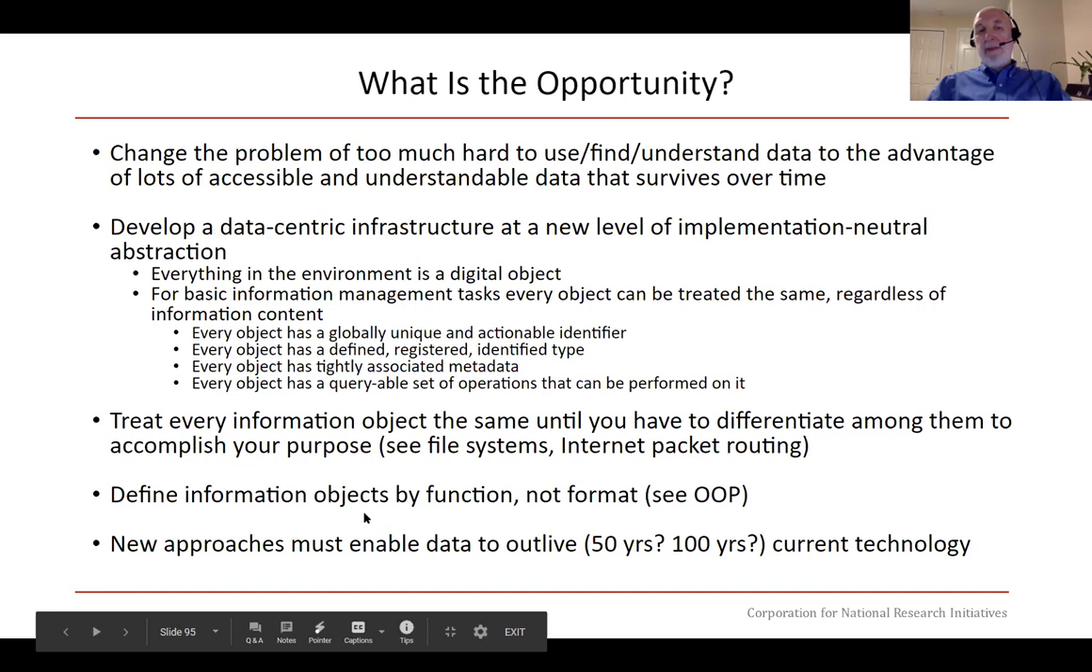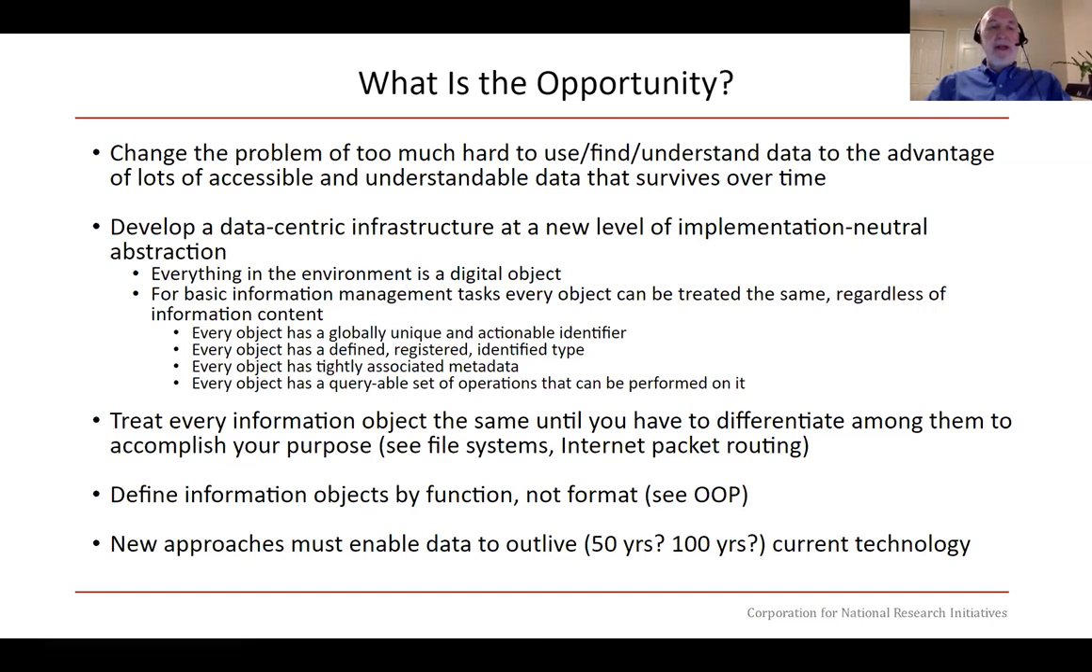And again, the point I'm hammering, this will be the second and last time I say it. We need these levels of abstraction because new approaches must enable data to outlive current technology. Anyone who tells you that they know what the computing environment will be like in 50 years doesn't know what they're talking about. Anybody who tells you that scientific measurements that we make today will be of no interest in 50 years is also not correct. So we need to figure out now how to make data survivable with lots of technology changes.